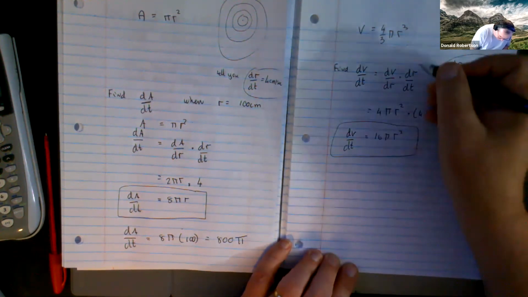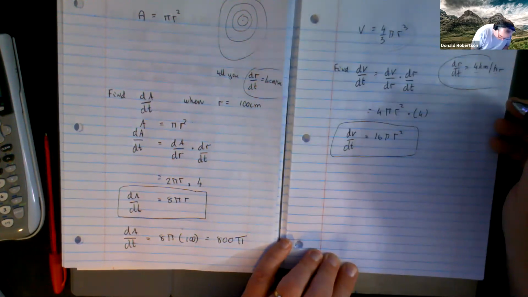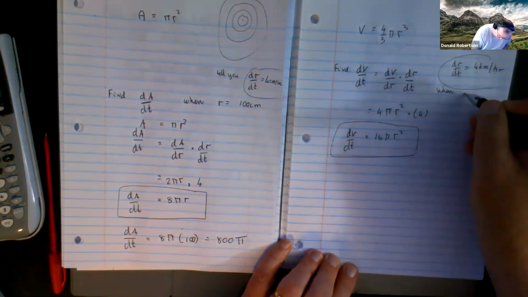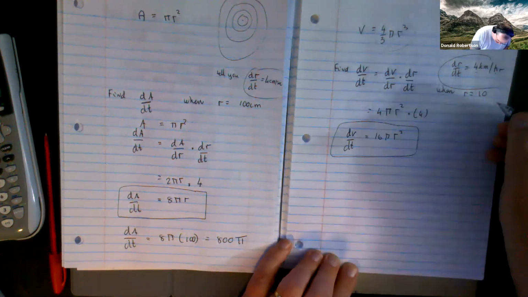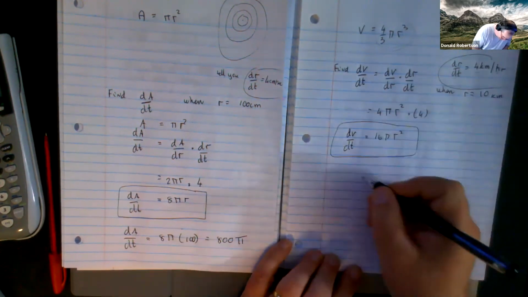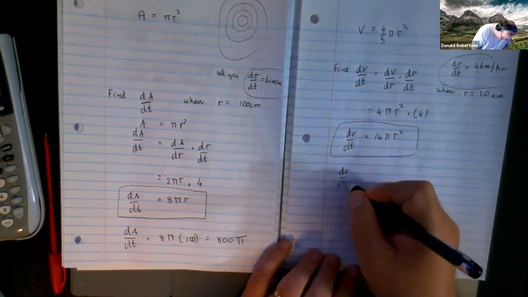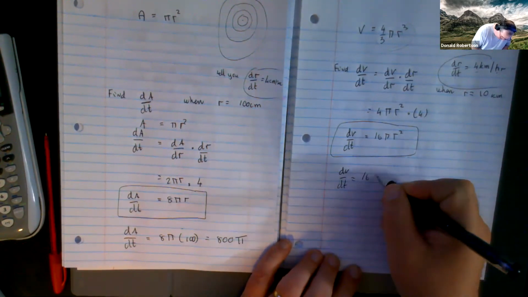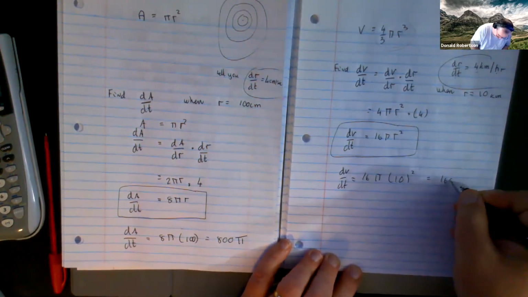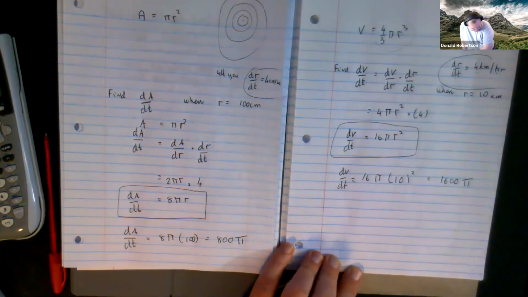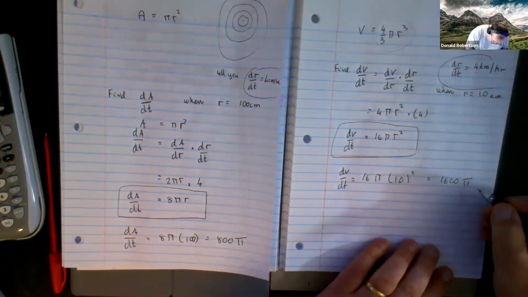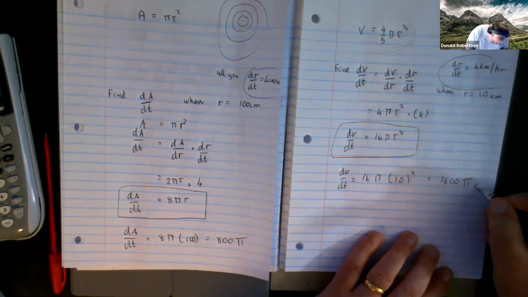But they very often have a kind of extra piece where they say, find this when r equals, I'm picking 10 again, when r equals 10. So it would be dV by dt at 16 pi times 10 squared. There, I think I got the right number of zeros this time. And the units, since it's a volume and it's kilometers, would be cubic kilometers per hour.